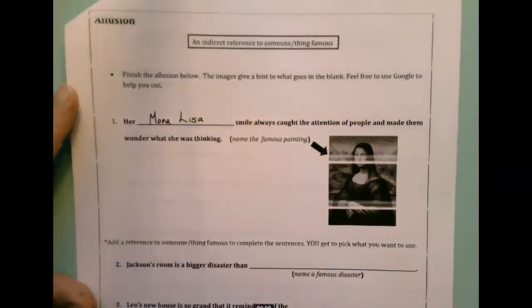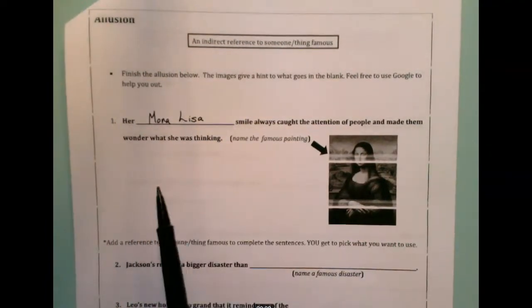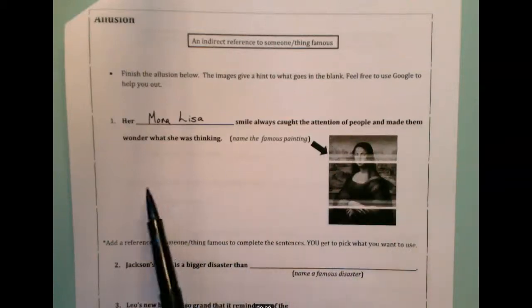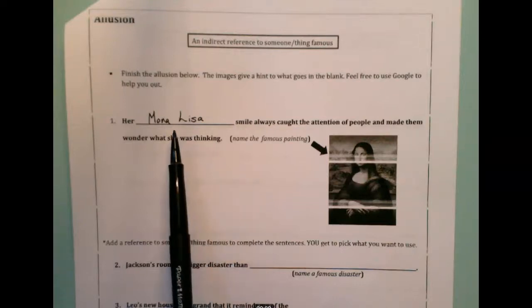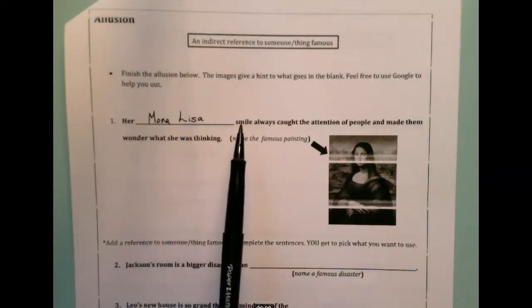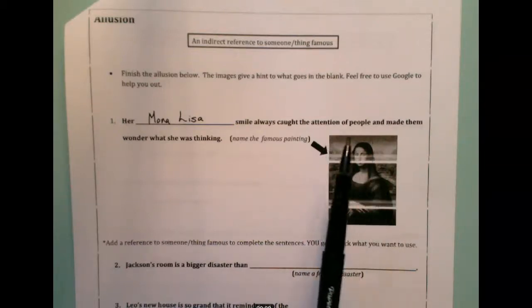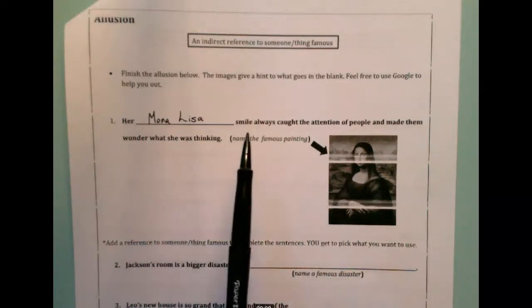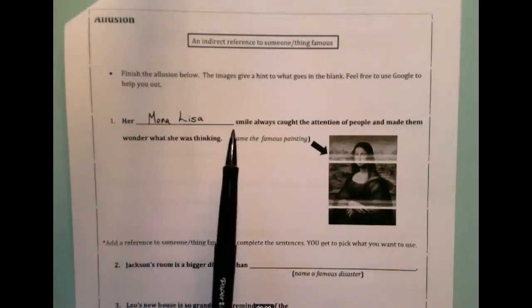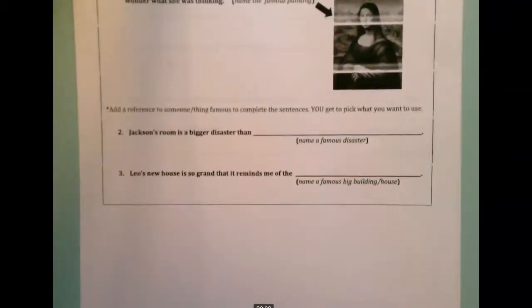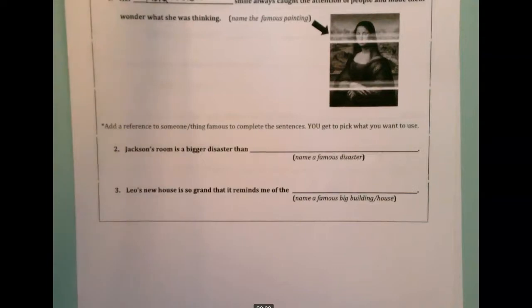which means our sentence is now, her Mona Lisa smile always caught the attention of people and made them wonder what she was thinking. To say somebody has a Mona Lisa smile suggests that they smile like the Mona Lisa, who is often thought of as being mysterious. So this would mean that you think somebody has a mysterious smile. Going to the bottom, we're going to fill in a couple more allusions by referencing other famous things.